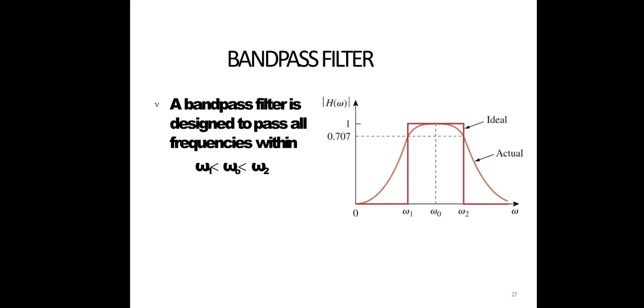Now this is called the band pass filter. You say that omega 1 and omega 2 are the limits in between which the signal is passing, and the rest should not pass any signal. A band pass filter is designed to pass all the frequencies in between only omega 1 and omega 2 in this figure, just to observe that.